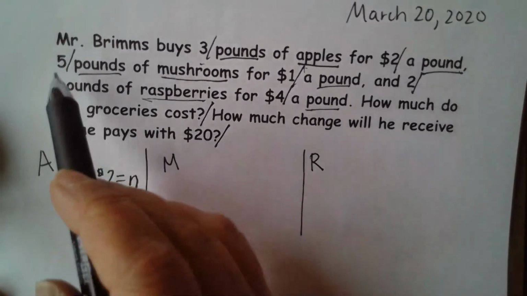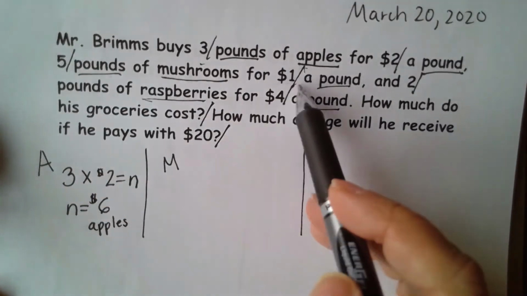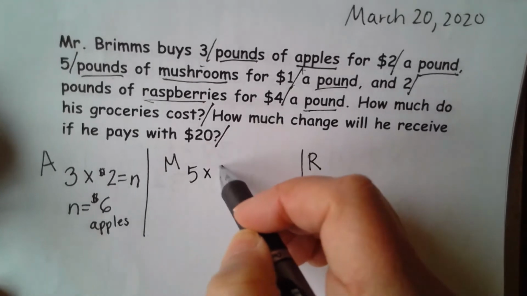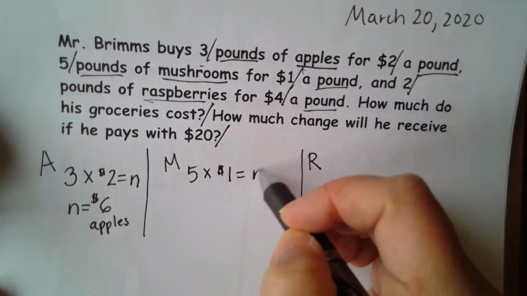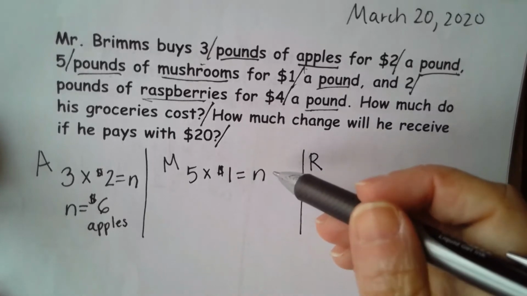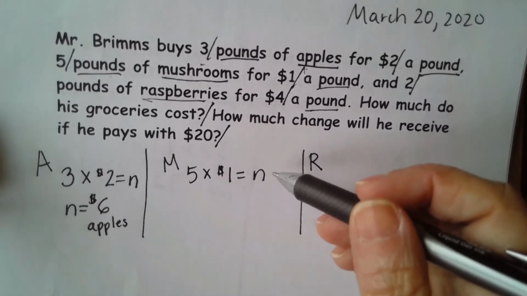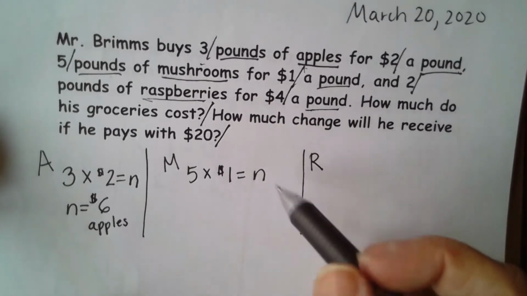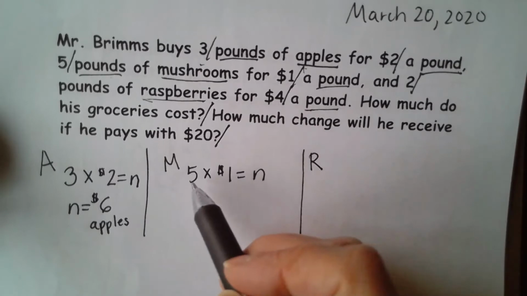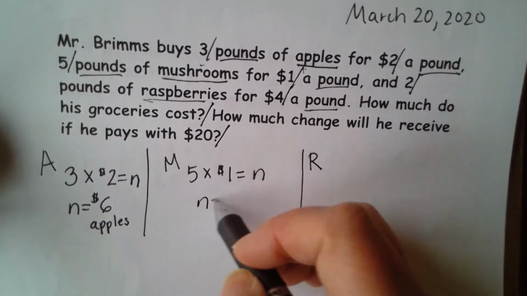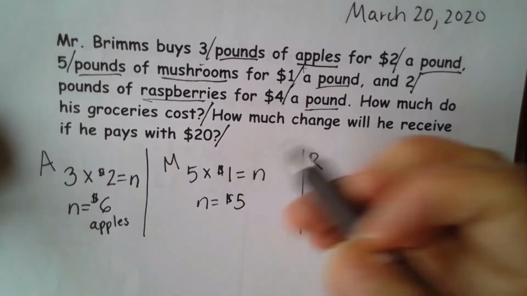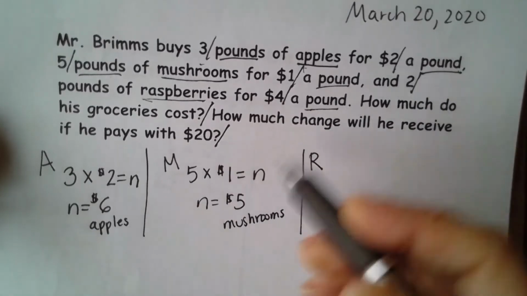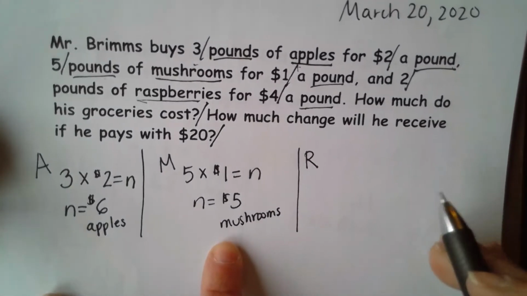I know he buys 5 pounds of mushrooms, and each of those costs $1 a pound. So I'm going to write 5 times $1 equals n. And remember, again, n is just the mystery number. It's the number we're solving for. It could be a question mark. It could be a box. But for right now, it's how much he's spending on mushrooms. And I know 5 times $1 is $5. And again, I'm going to just label it so I don't lose track of all these dollar amounts. So he spends $5 on mushrooms.